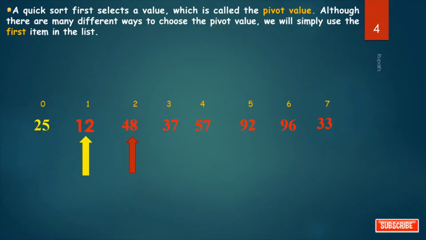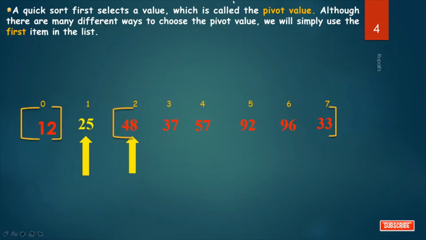When the position of the upper pointer is less than the lower pointer, then you have to swap between the pivot element and where the upper pointer points. I repeat, when the position of the upper pointer is less than the lower pointer, then you have to swap between the pivot element and where the upper pointer points. So the upper pointer points here, the value is 12 and the pivot element value is 25. So you have to swap between 25 and 12.